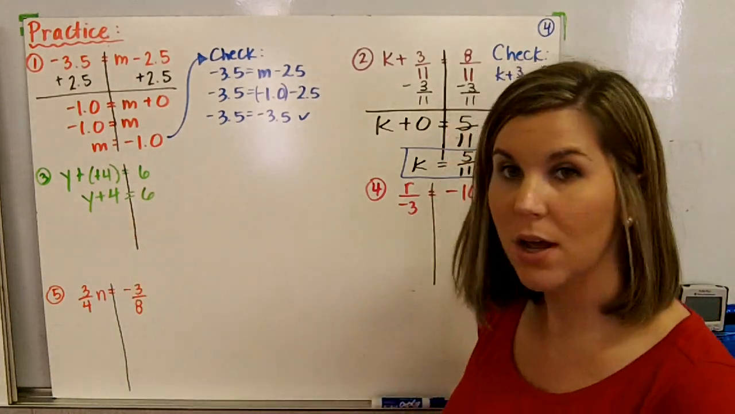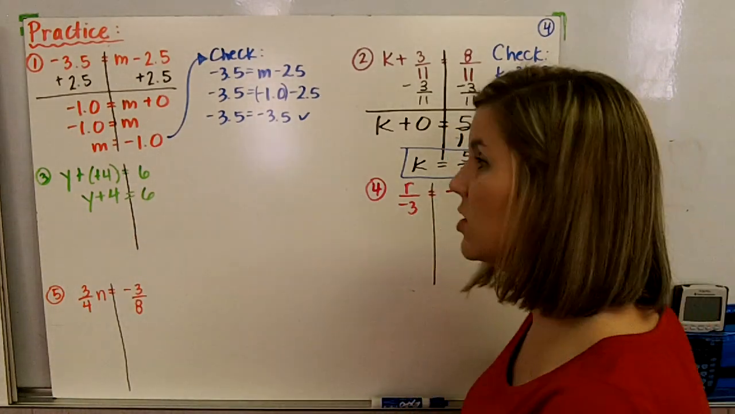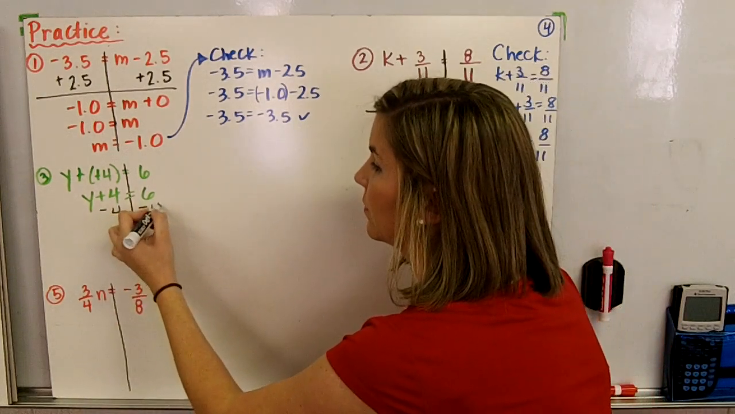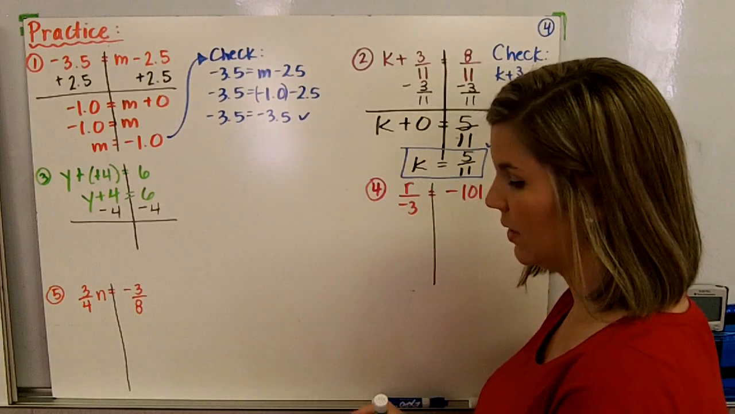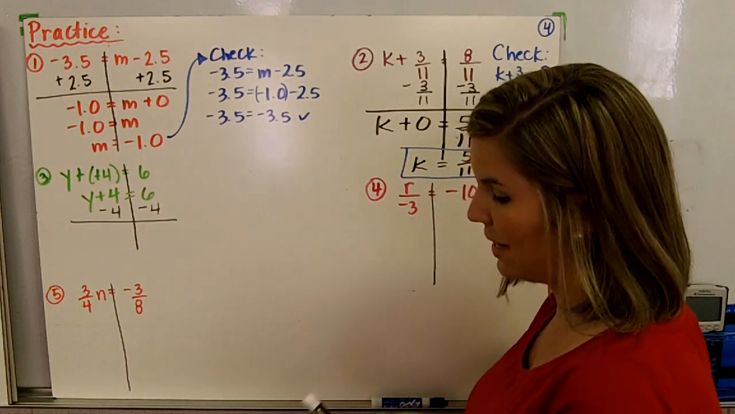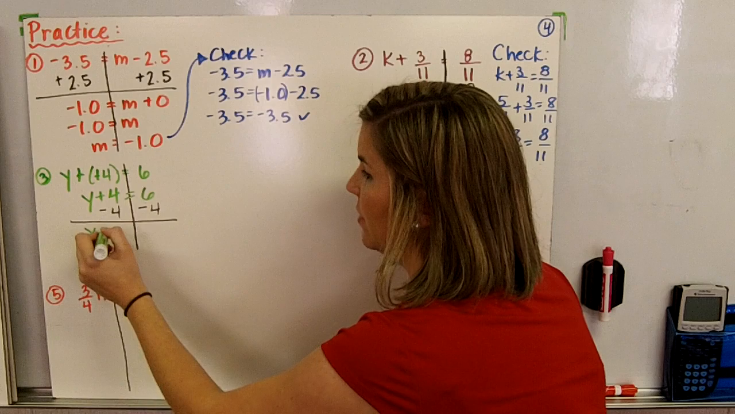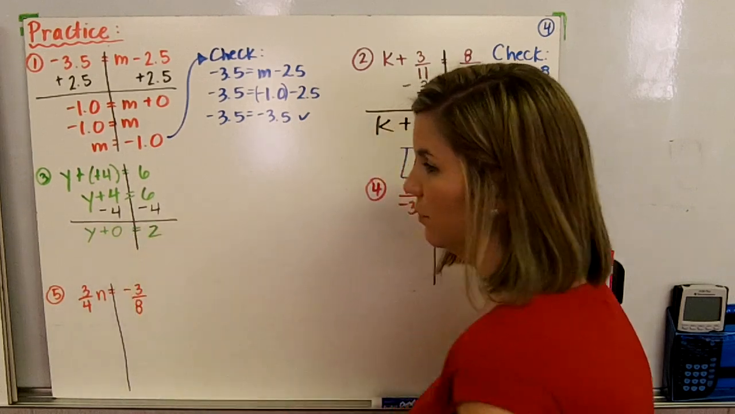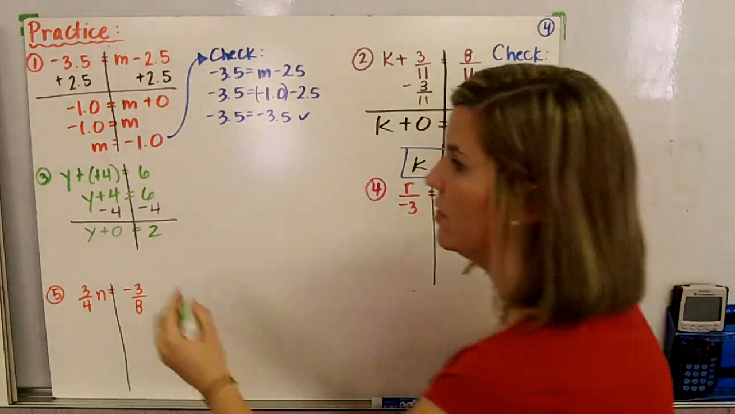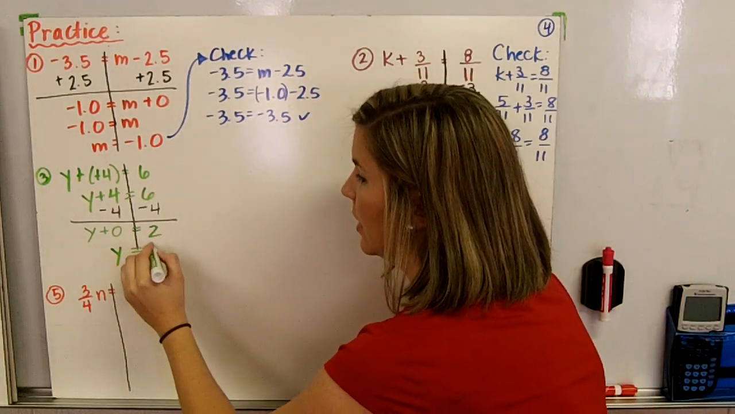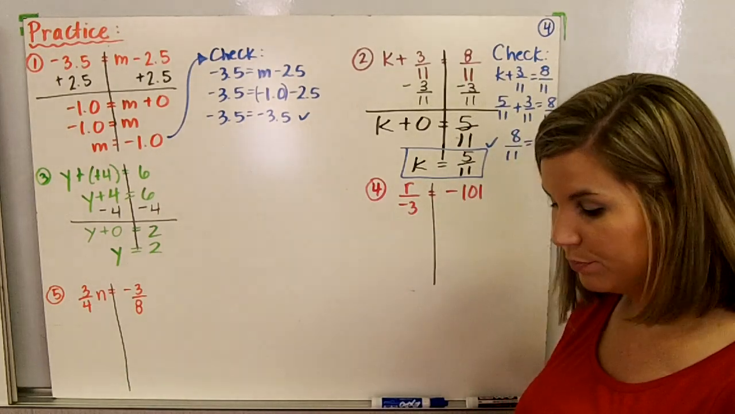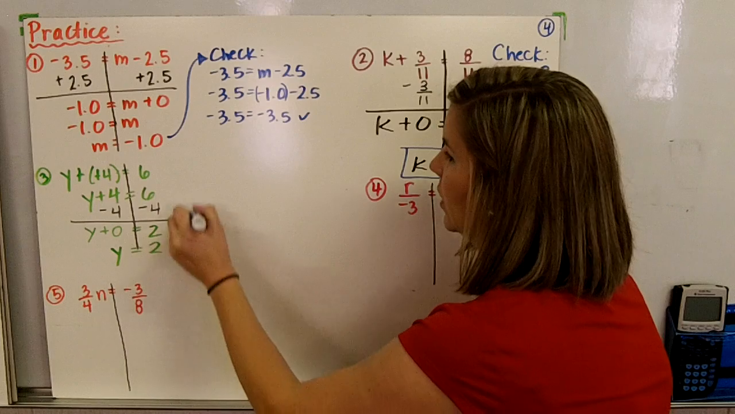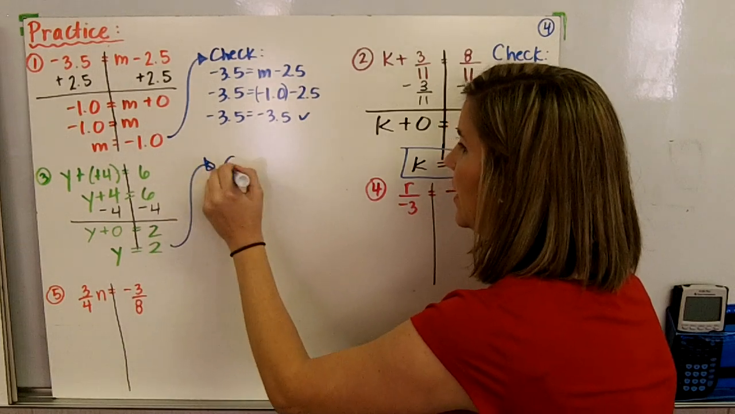So the opposite of adding 4 would be to subtract 4 from both sides of the equal sign. So I have y plus 4 minus 4, that gives me y plus 0. And 6 minus 4 is 2. Y plus 0 is just y, so y equals 2. And again, let's check our answer. So go over here and check.